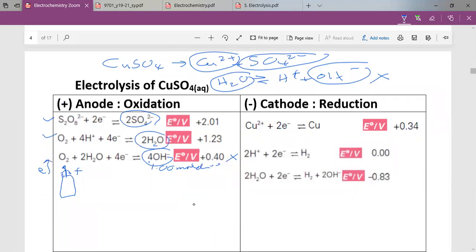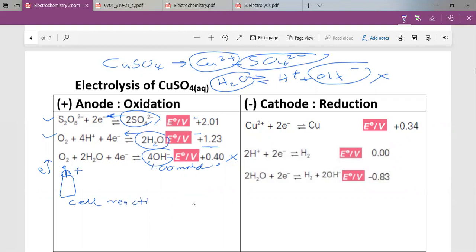Now let's go to here first. To go backwards, to go forward is positive 2.01. To go forward is plus 1.2. Now to go backwards, of course, is minus here. So which is easier? Of course, the less minus, the less negative. So what is actually happening here? The cell reaction here.